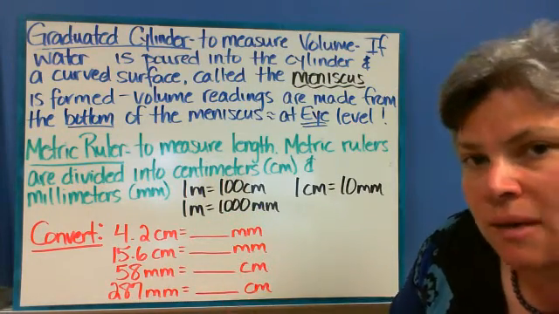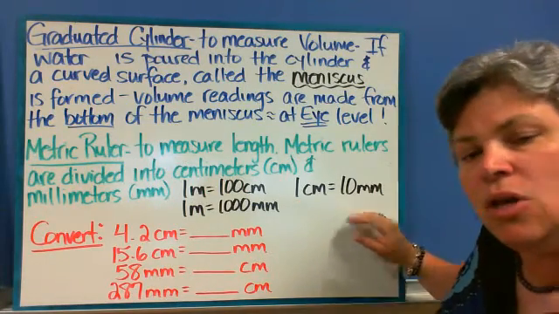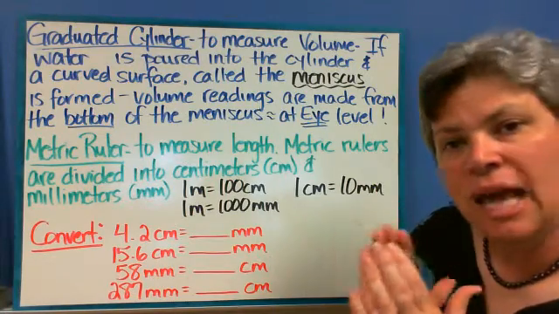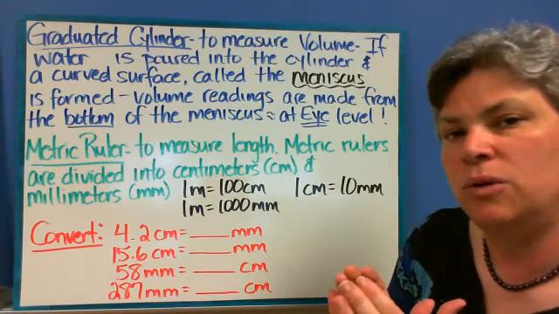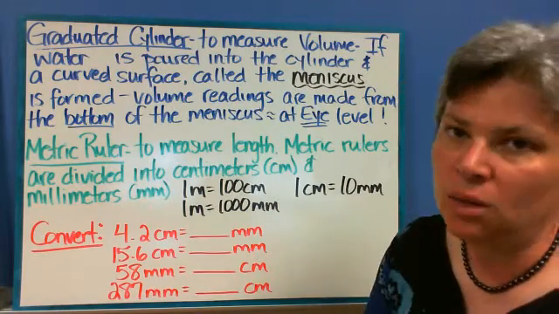So what does that mean then? 1 centimeter is equal to 10 millimeters. So when you look at a metric ruler and you go from 1 to 2, there's 10 little lines between 1 and 2. 1 and 2 are the centimeters. The little lines in the middle are the millimeters.